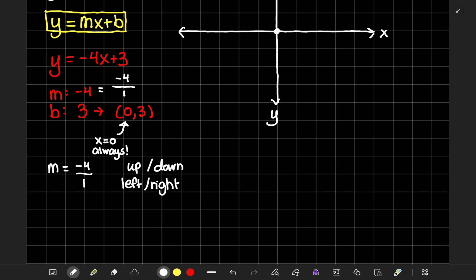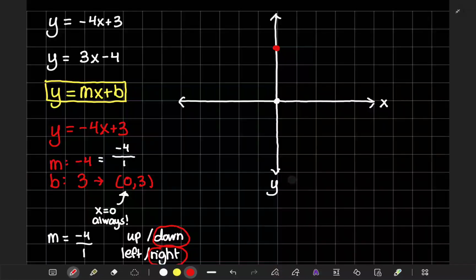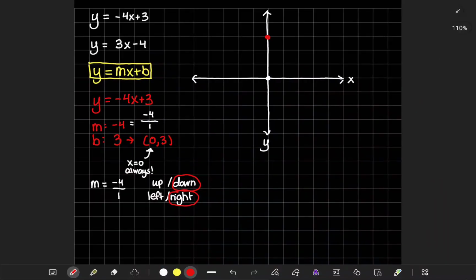So since it says negative 4, I know for a fact it's going to go down because it's negative. Now, since it has positive 1, I also know it's going to go to the right. So because of that, I now know what I'm doing. I'm going to go down 4 and right 1. What is that going to look like? Well, here I have the first point, (0, 3). I'm going to start at that point right here. And I'm going to use that slope to help me find the next point. I'm going to go down 4. So 1, 2, 3, 4. And I'm going to go to the right 1, just like this.